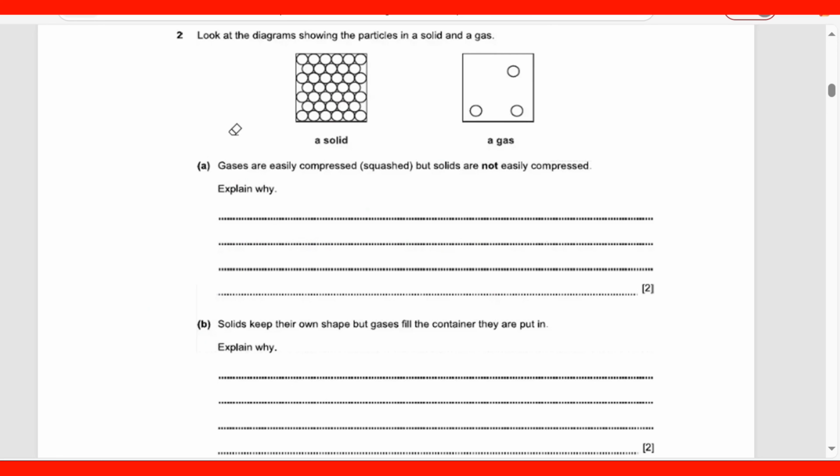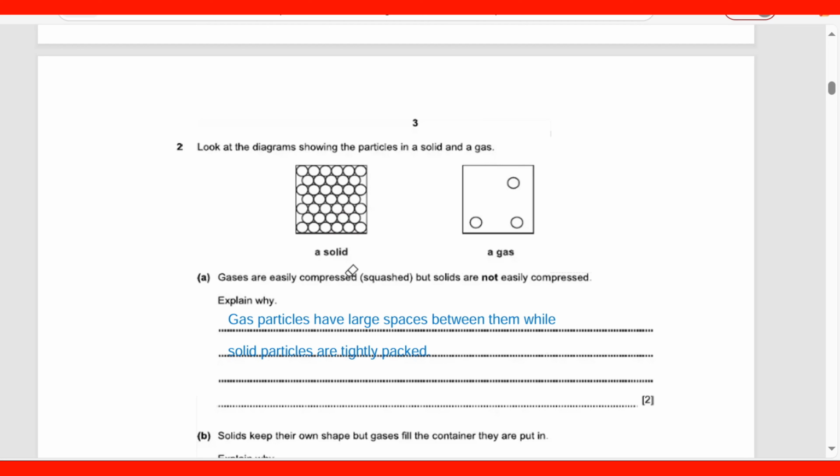Now we are in number 2. Look at the diagram showing particles in a solid and a gas. A. Gases are easily compressed, squashed, but solids are not easily compressed. Explain why. Okay guys, let's check out the answer. Well, the answer is gas particles have large spaces between them, while solid particles are tightly packed.